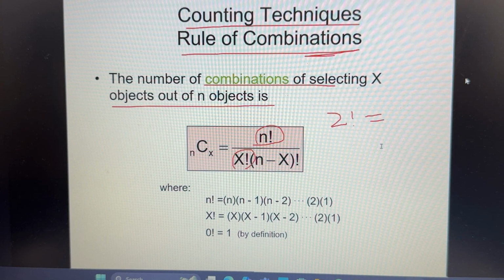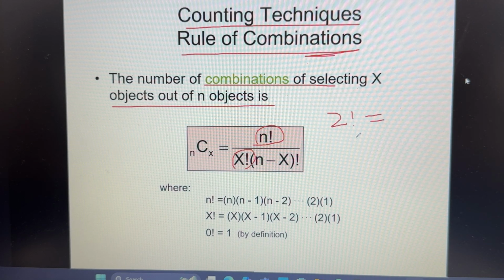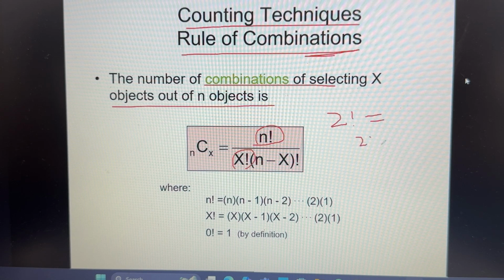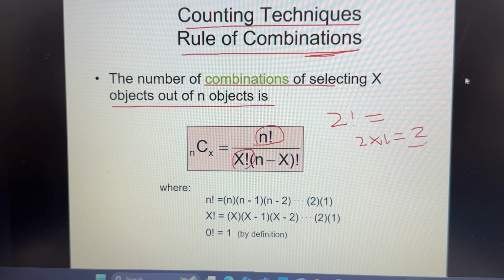2 into 1, 2. Very good. 2 into 1. Is equal to 2 into 1. So this is equal to 2. What is the answer? It's 2. Okay? So now I am going to ask another one.